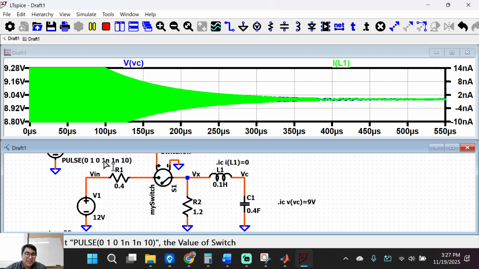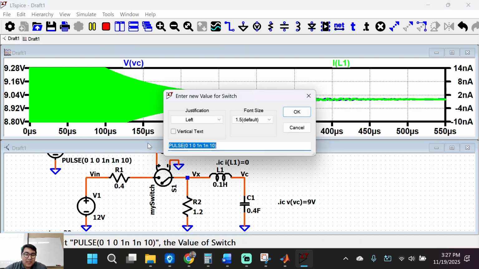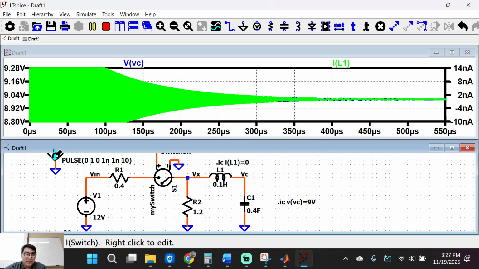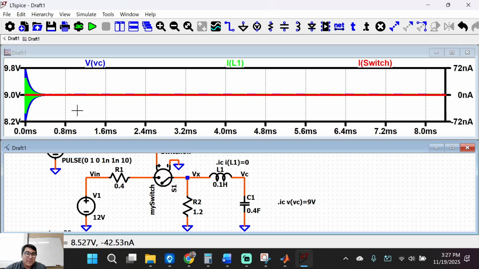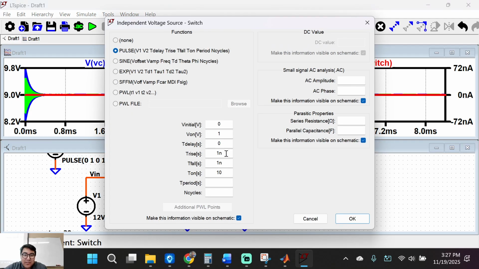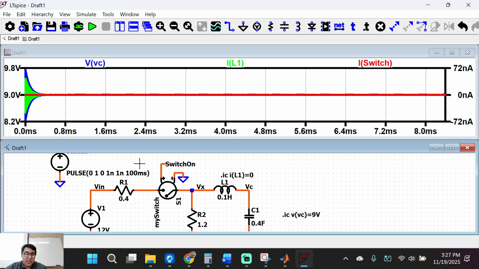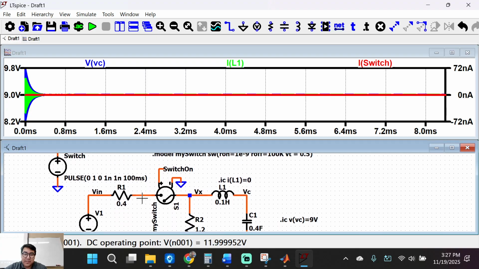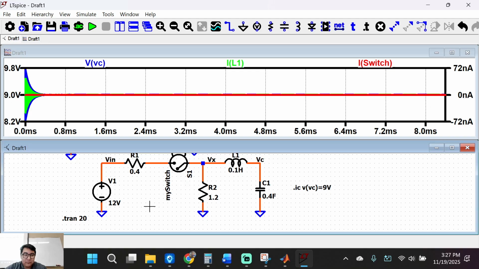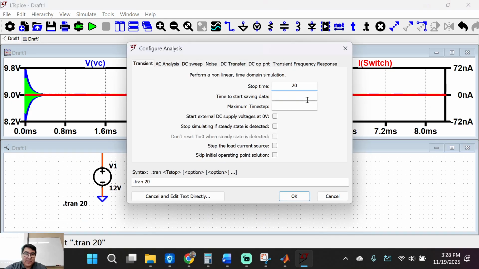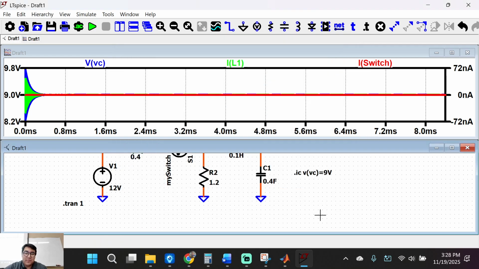Okay, so you know what I think it's doing? So we got to go a lot more slower. Stop. Okay. Let's run for, I'm going to do 100 milliseconds. Okay. Switch on. Okay, that's good. That's good. All that is good. Do a transient. Let's do it. Call it 1 second. See what happens.